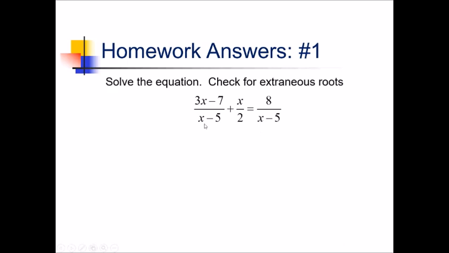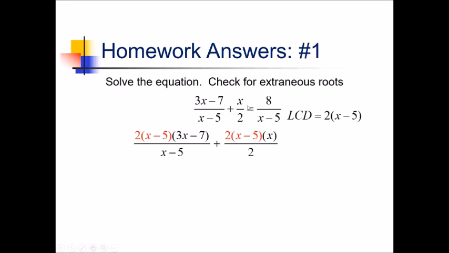So we need an x minus 5 in there, and we also need a 2. And if I have that, that's going to be enough to cancel out everything I want to. So at this point, let me multiply all of my numerators by the LCD. So this 3x minus 7 is getting a 2x minus 5 up there with it. This x is going to share the numerator with another 2x minus 5. And we're going to have equals 8 over x minus 5 times that LCD as well.